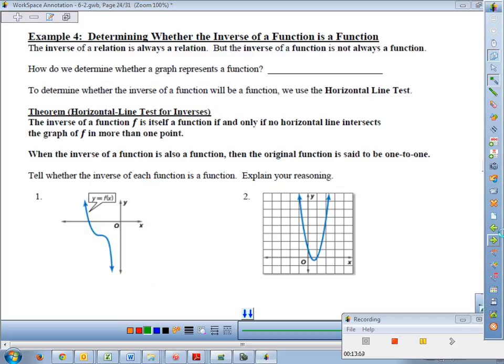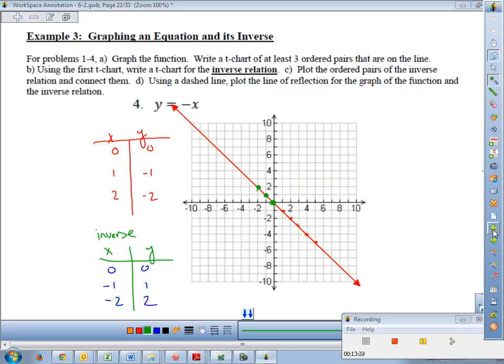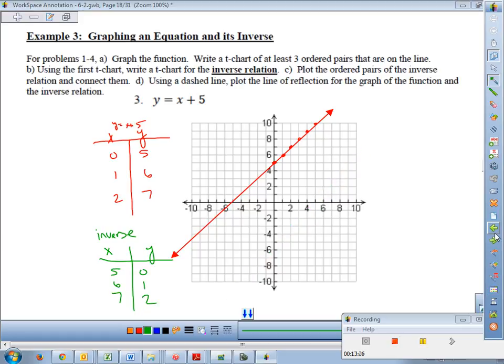Next. The inverse of a relation will always be a relation. If you've got a set of ordered pairs and you switch x and y around, you're going to get another set of ordered pairs back. You start with a relation, it will always be a relation. But the inverse of a function is not always a function, as indicated right here.